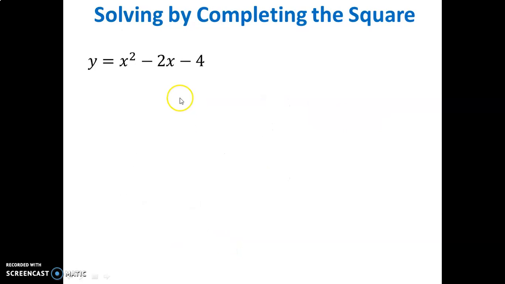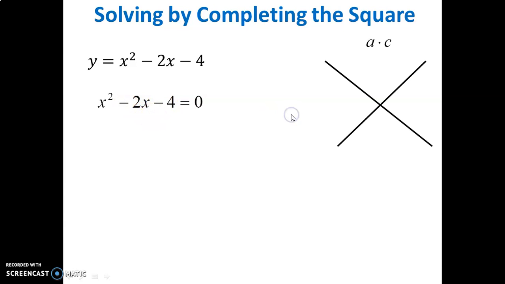Okay, let's look at solving by completing the square. If somebody gave you this standard form quadratic and said solve it, you would begin by setting it equal to 0, so making that y into 0, and then maybe trying factoring. So let's try. a times c, b. a times c is -4, b is -2. What two numbers work here? Well, there are no numbers. We cannot factor. And that's often the case. So far we've seen lots of quadratics that can be solved by factoring, but there's so many that cannot. So we cannot factor. We're going to try completing the square.